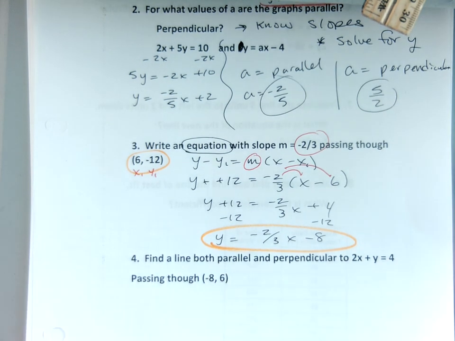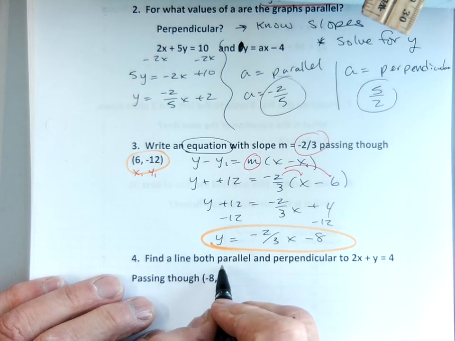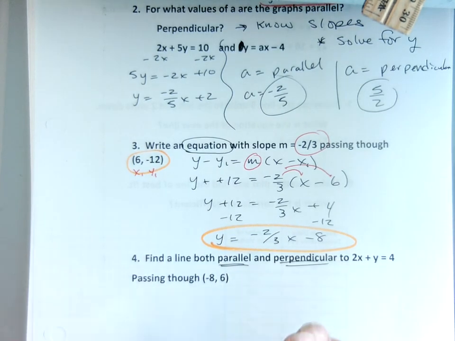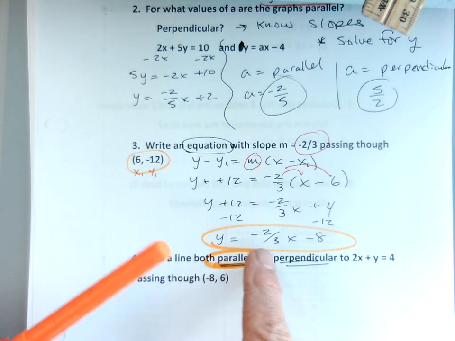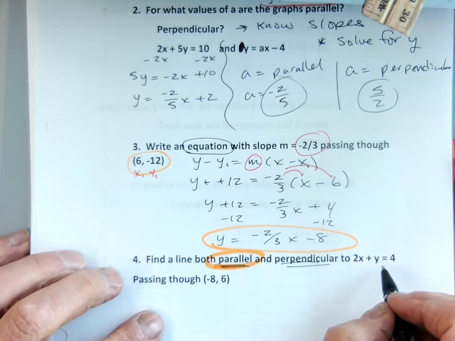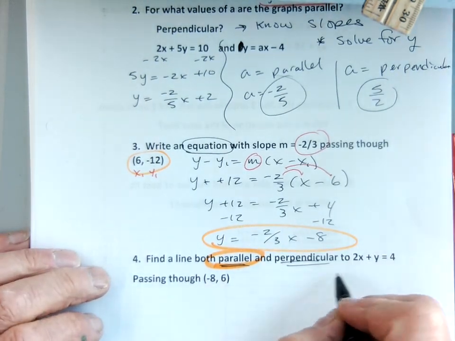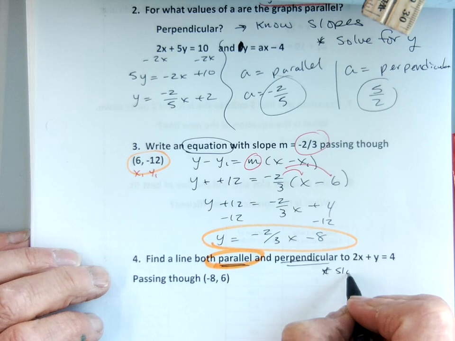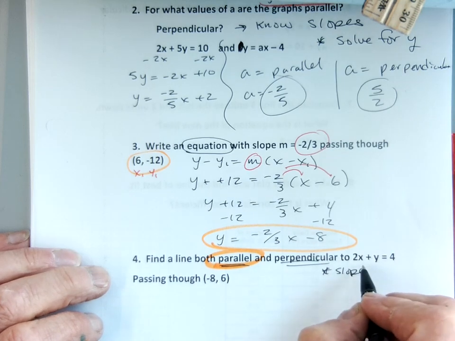Okay, example 4 has 2 questions, parallel and perpendicular. So I got 2 questions. So let's first do the parallel part, and I'll do the perpendicular over here. So to do parallel, what I need is the slope. So first of all, I need the slope. I've got to find the slope. So I'm going to solve for this.